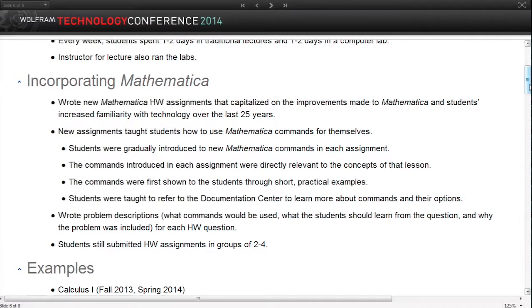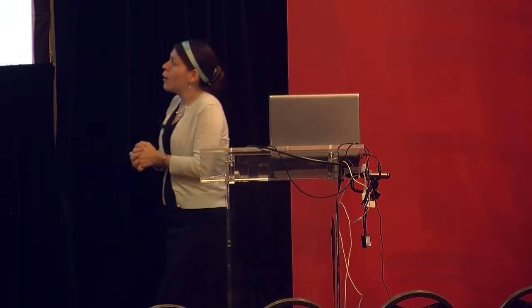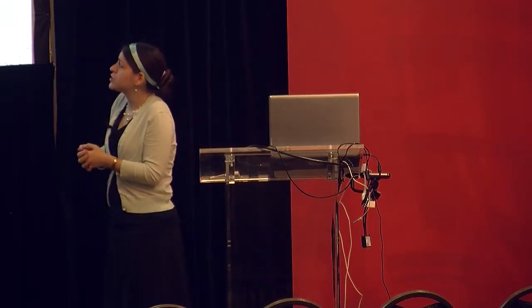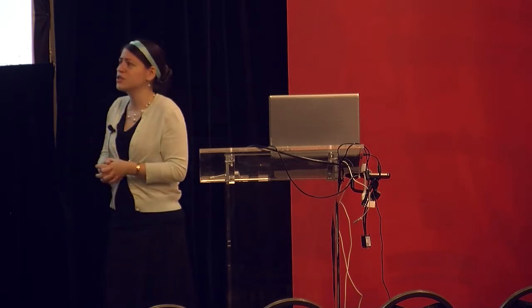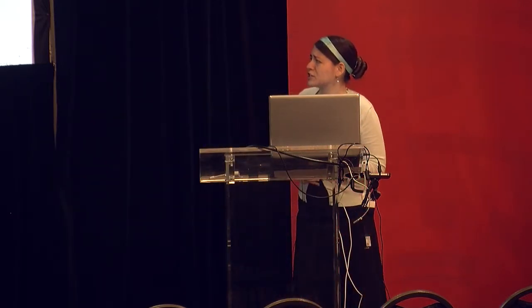Another feature that I included with these new homeworks were that I wrote problem descriptions. So I told the students what commands they could expect to use. Now, some of them were very creative and would include commands that I didn't teach them, but they went into the documentation center and found on their own. We also included what the students should learn from answering the question and why we actually had that problem in the overall homework for pretty much every single homework question.